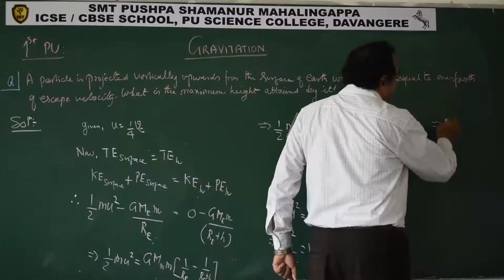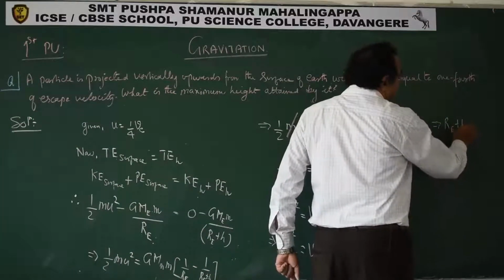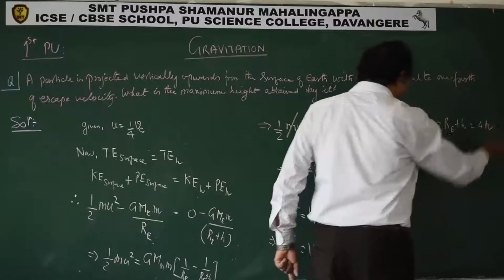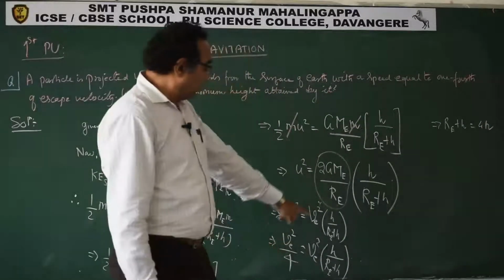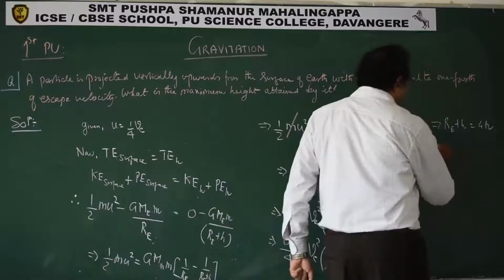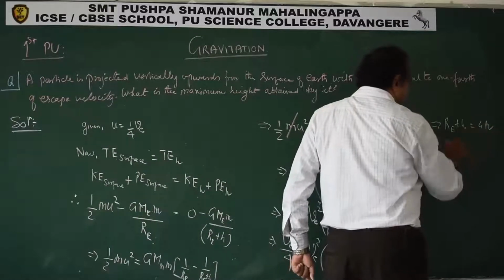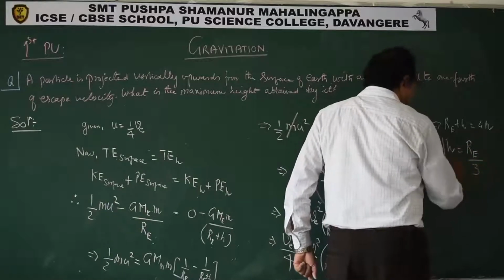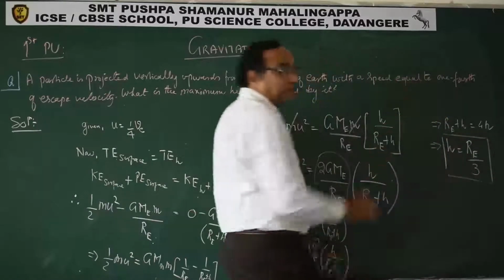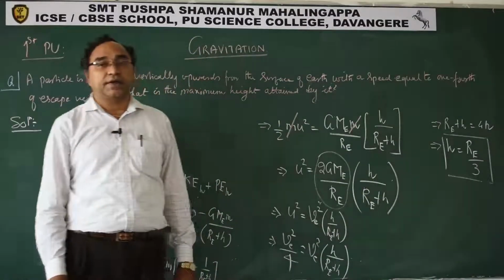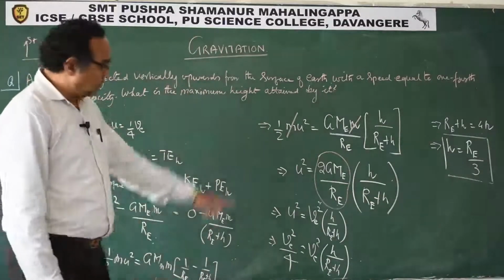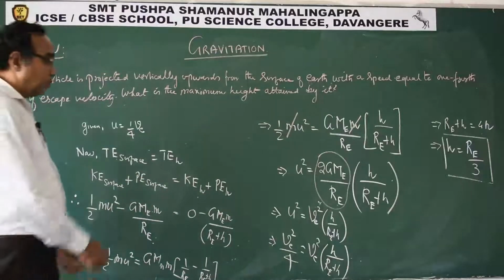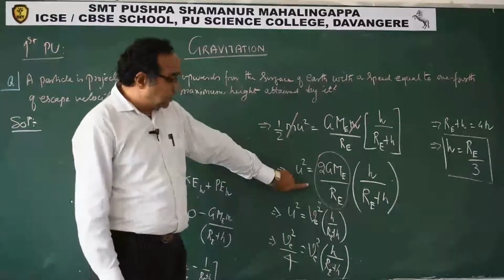So from this we can say Re plus h is equal to 16 times h. 16 times h is Re plus h. So this means that 15h is Re. So h is equal to Re by 15. So this is the condition. So the maximum height the body will attain with the kind of velocity that is being imparted is Re by 15. Students, please concentrate here.